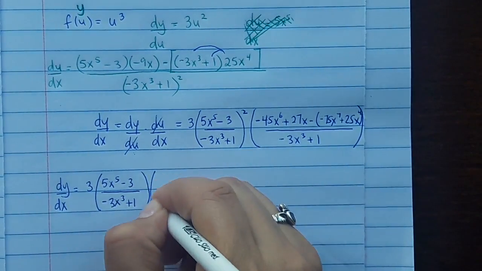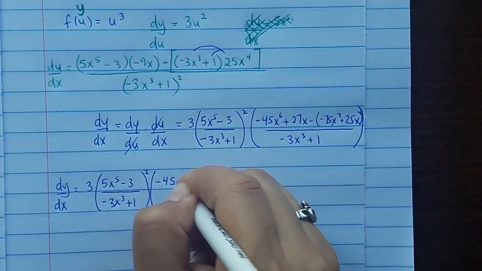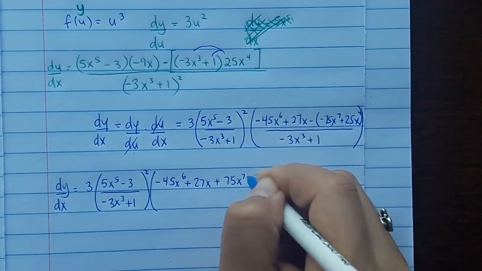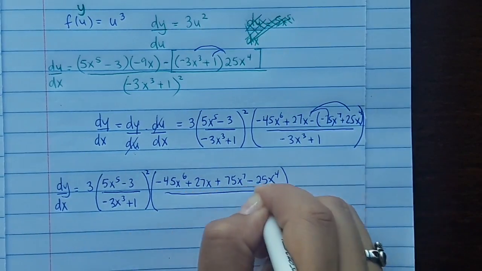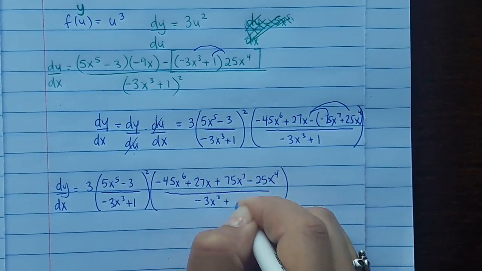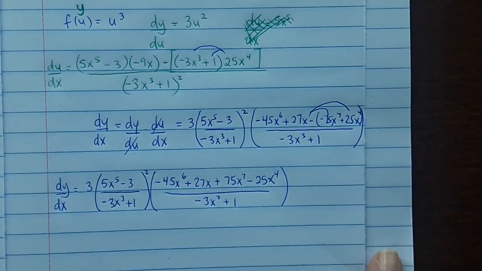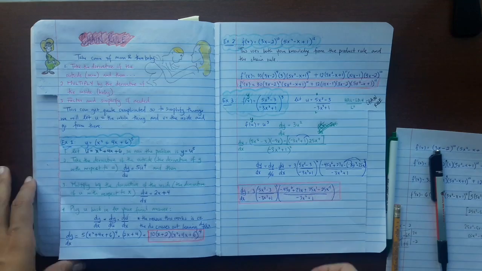Minus 45x to the 6th power plus 27x, and we're just going to get that negative in the house. Oh, sorry, distribute the negative. So it's going to be positive 75x to the 7th power minus 25x to the 4th power all over that. And again, it depends what the question is asking. We can simplify this further, but it just gets really messy. Most of your AP questions wouldn't ask you to do so much. And that's pretty much it. So let's practice.